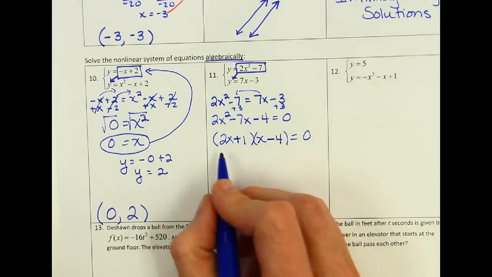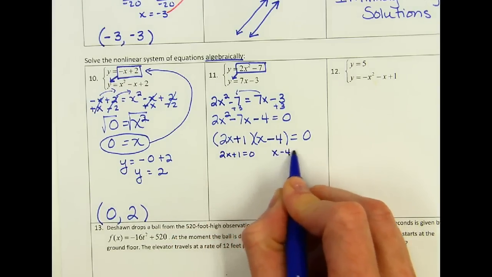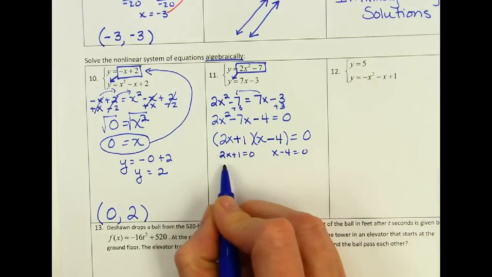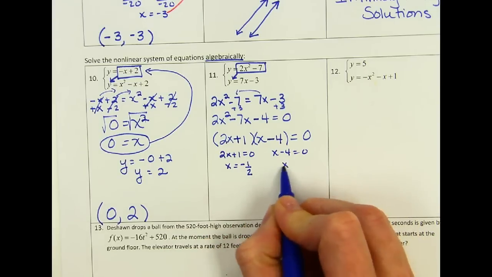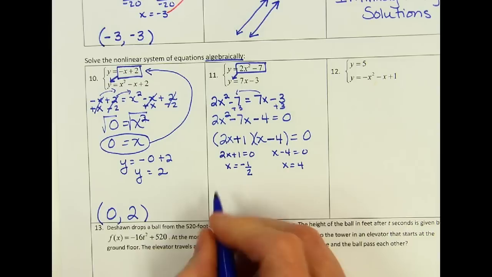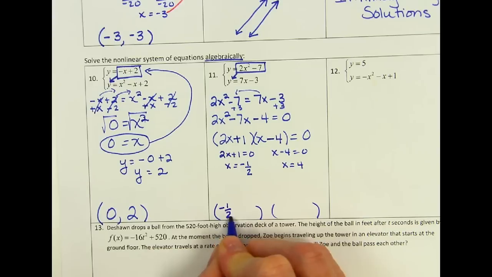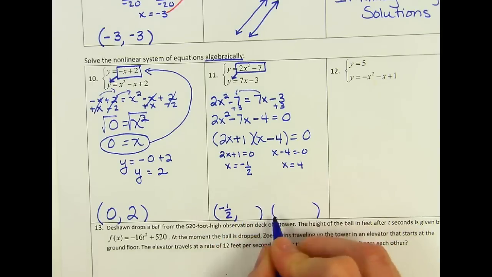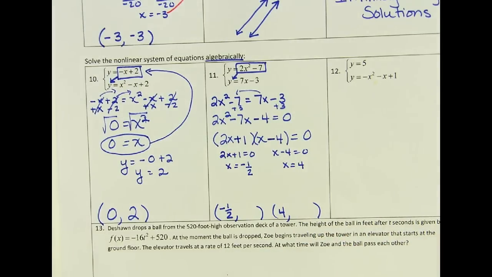I can now apply the zero product property. I can set that one equal to 0, this one equal to 0, and solve each factor. This factor will be negative 1/2. This factor will be 4. Now, what is this telling me? Well, this is telling me I have an x-coordinate of negative 1/2, comma something, and an x-coordinate of 4, comma something. So this one is actually going to have two solutions. So now how do I find the y's?